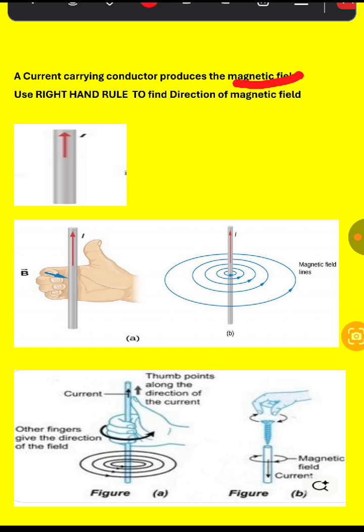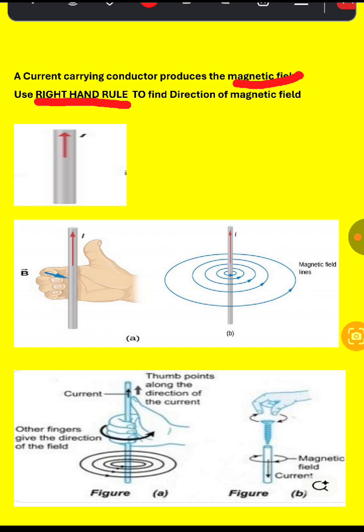Now, to determine the direction of that magnetic field in the current carrying conductor, you use what we call the right-hand rule. But in a few minutes, I will show you another way of doing that right-hand rule, in case it's difficult. Okay, another way of getting the magnetic field.